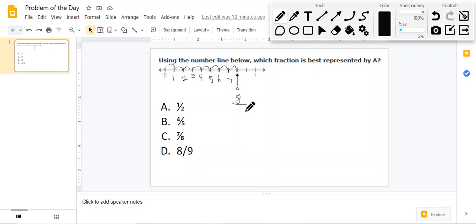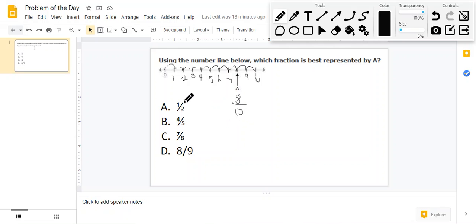Our denominator is how many jumps in all, how many jumps to get from 0 to 1, or whatever your whole numbers are on either side. So I was at 8 here, and I'm going to just keep counting up. 9, and finally I got to 10. Once you get to that next whole number, that 10, that becomes your denominator. So my fraction A is 8/10.